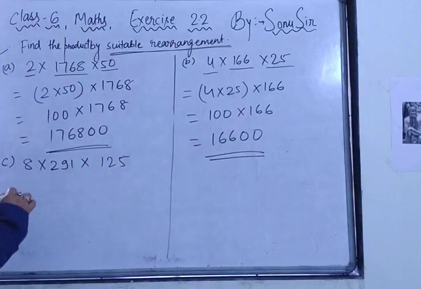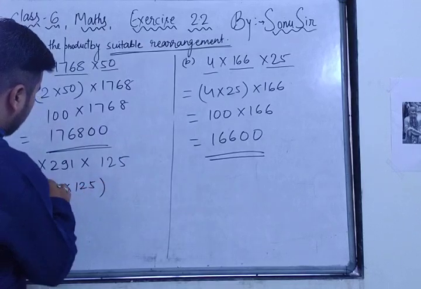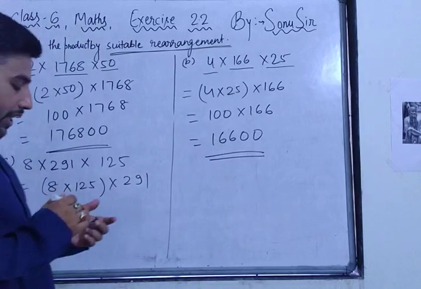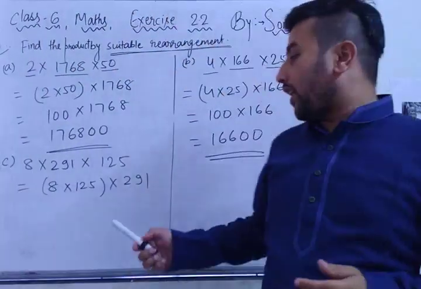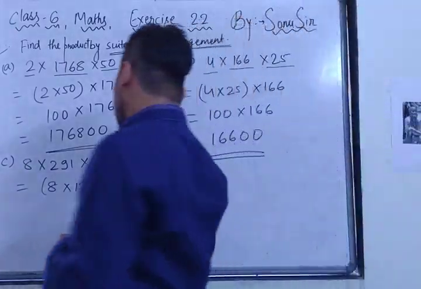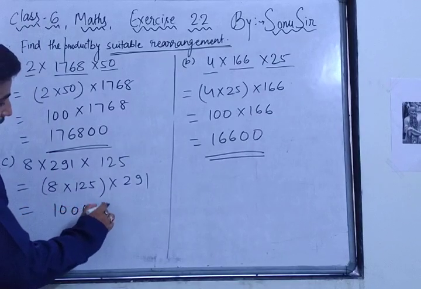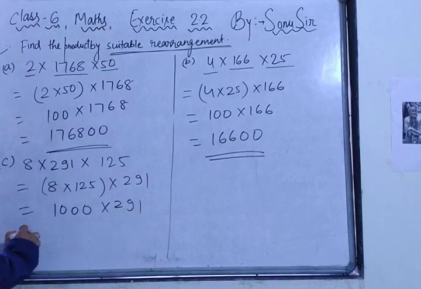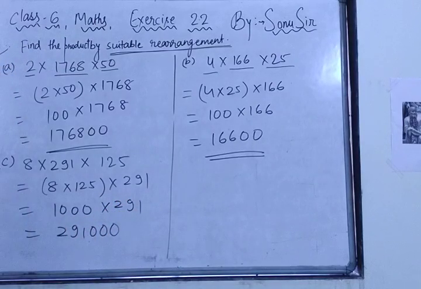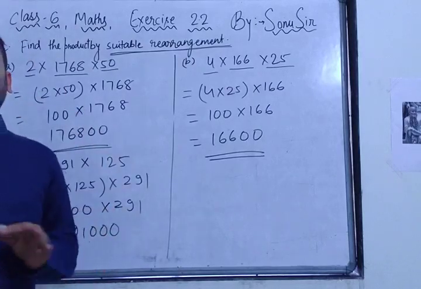Here also you have to arrange the numbers systematically. 8 into 125 and into 291. Got it? See, 125 into 8: 100 into 8 is equal to 800 and 25 into 8 is 200. So 800 plus 200 is 1000. 125 into 8 is 1000. Now 1000 into 291, so the answer will be 291,000. Got it? It's very easy. You just have to arrange the numbers systematically so you get the answers in a round figure.